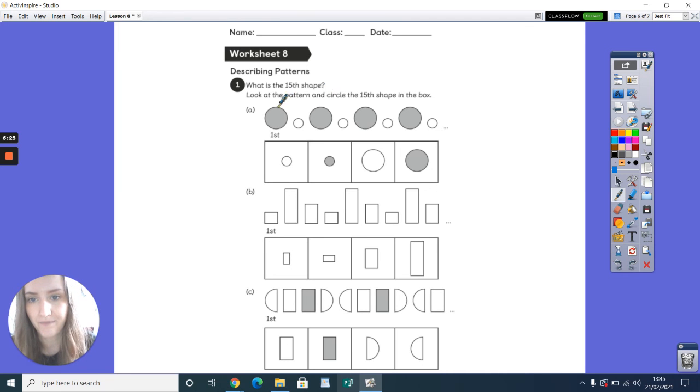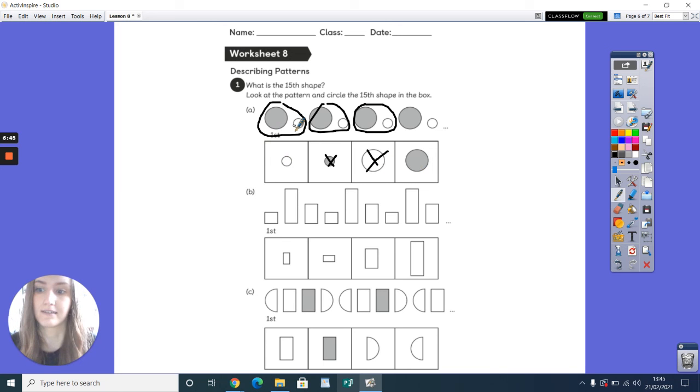So here's our pattern. Okay, so it's a pattern of 2, so we can look at the odd and even numbers. Which will be the 15th shape? Will it be this one? Well, this one's not even in the pattern, so we know that one's out straight away. This one's not in the pattern. It's only a big grey circle or a small white circle. It's got to be one of them 2. So which will be the 15th shape, looking at the number? Is it odd or is it even? 1, 2, 3, 4, 5, 6, and so on and so on.